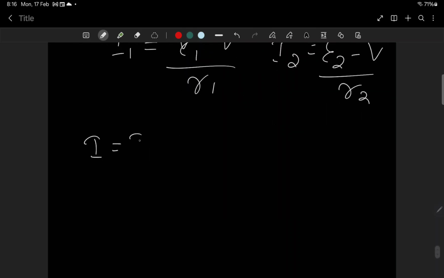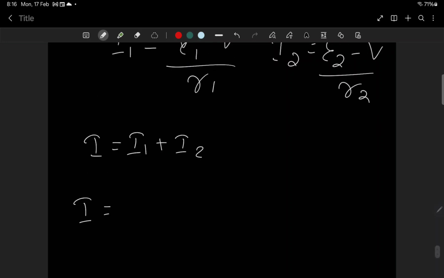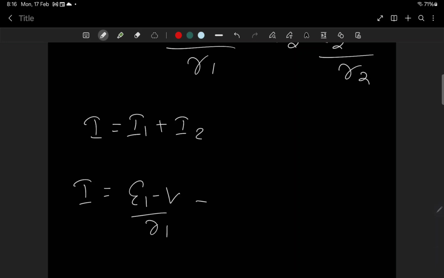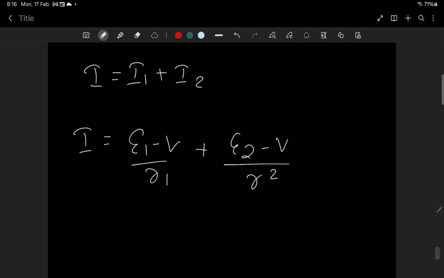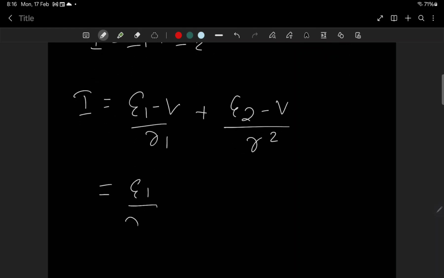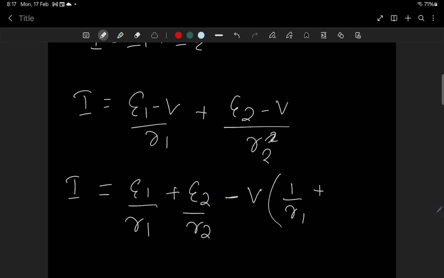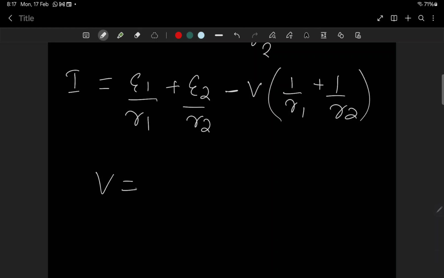You know that I is equal to I1 plus I2. Therefore I is equal to E1 minus V by R1 plus E2 minus V by R2. That's equal to E1 by R1 plus E2 by R2 minus V, taking it common, 1 by R1 plus 1 by R2. Hence V is given as E1 R2 plus E2 R1 by R1 plus R2.